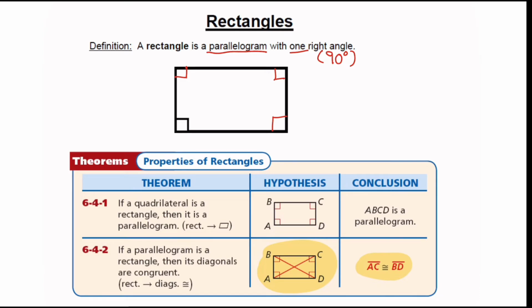So in a proof, if you're trying to show something as a rectangle, these are the things you'd need to show. Start out by going after the parallelogram proof and then adding that extra bit of flavor, like one right angle or you have congruent diagonals.